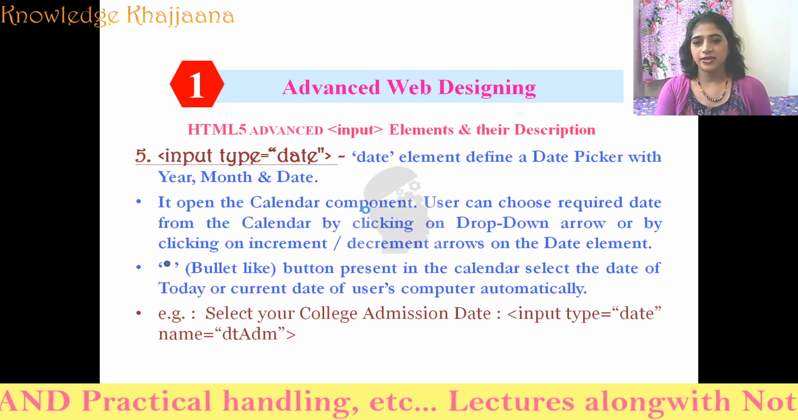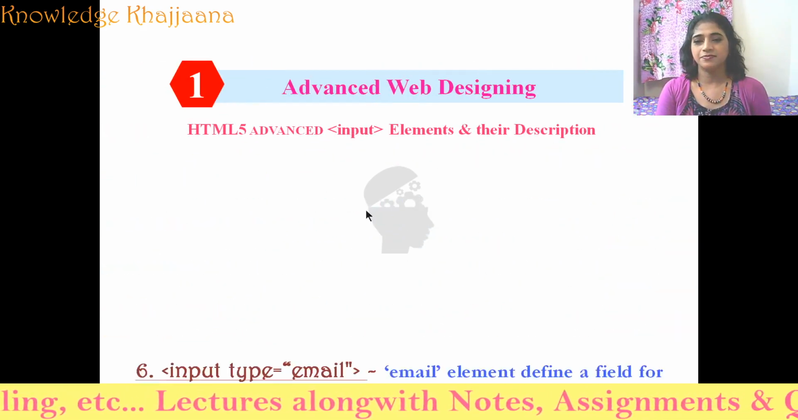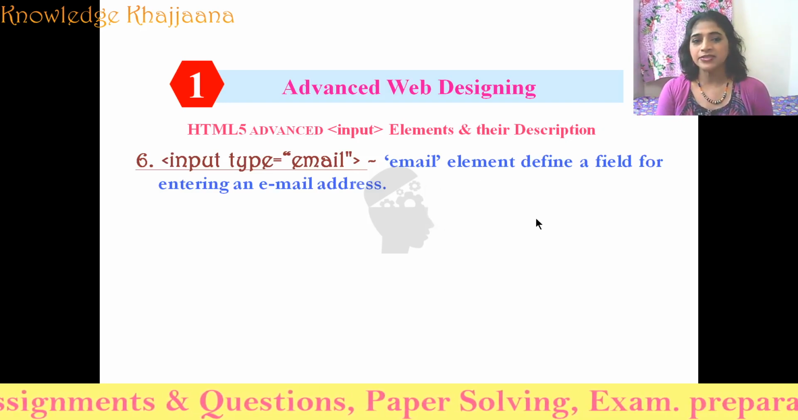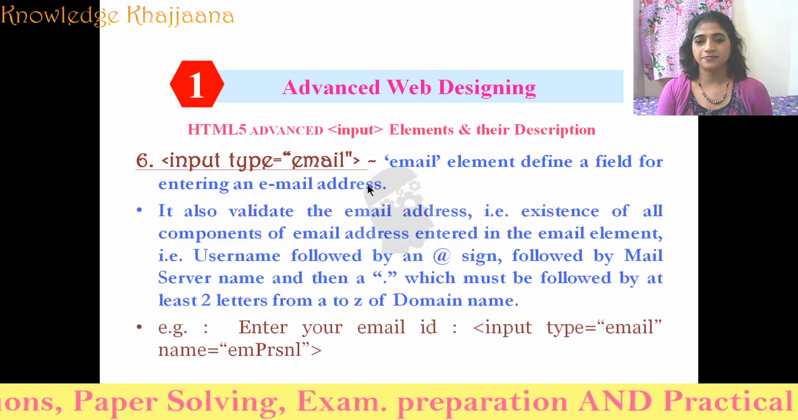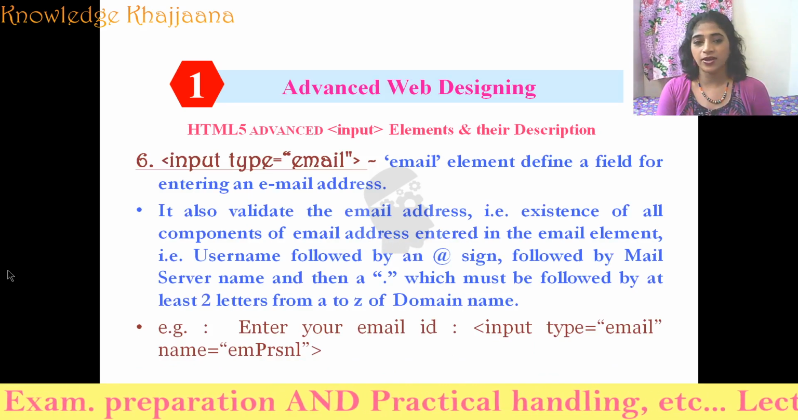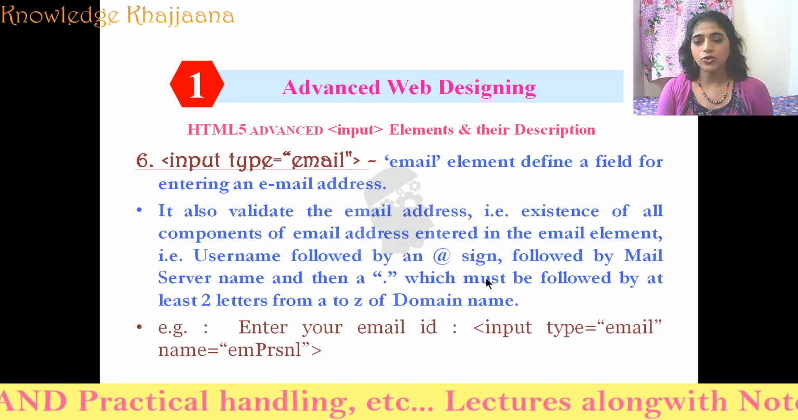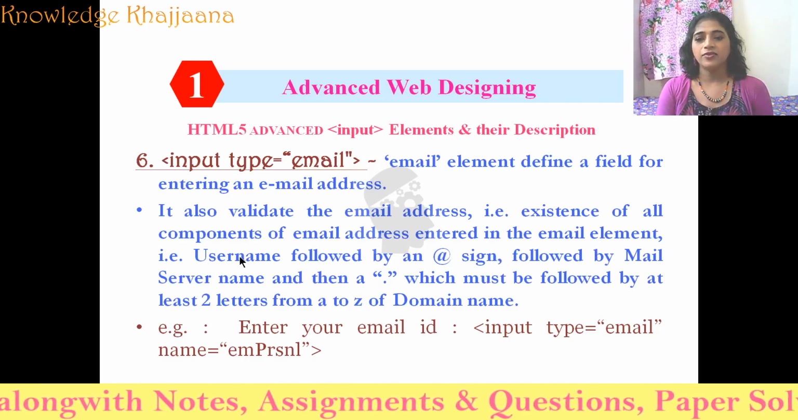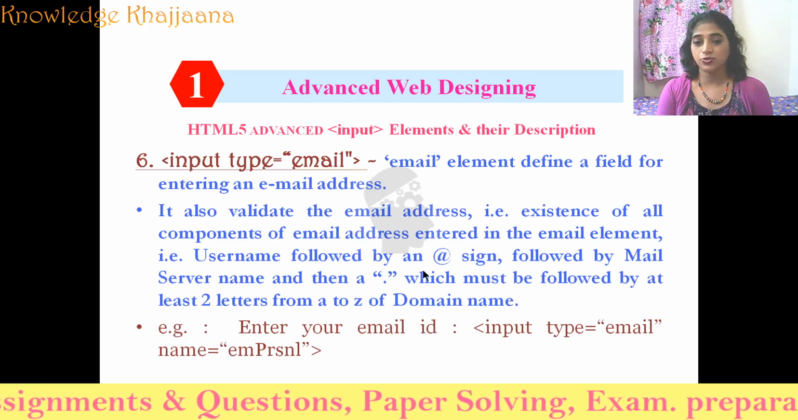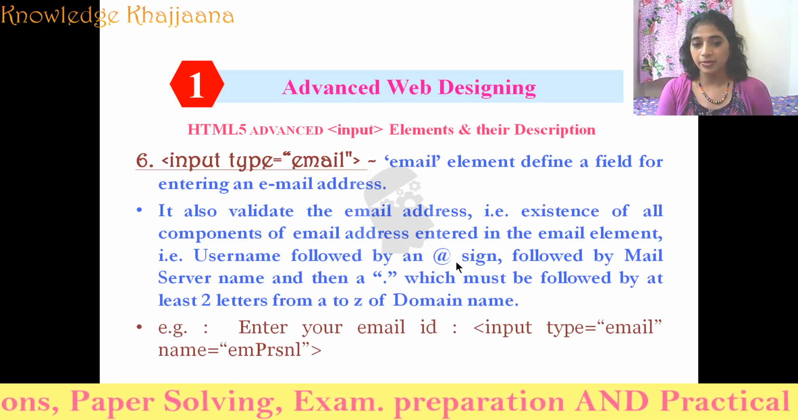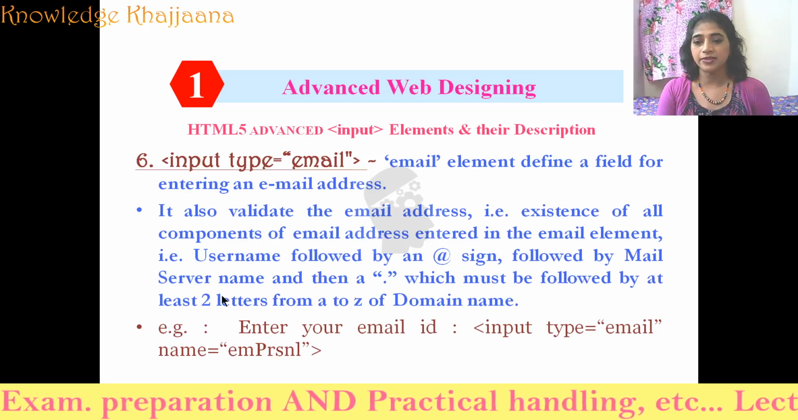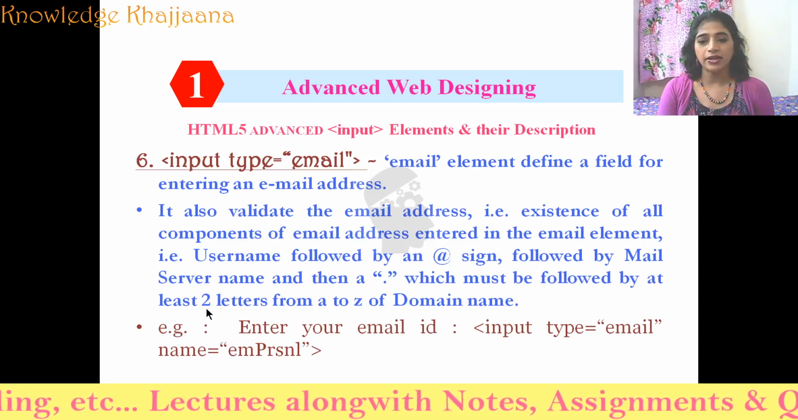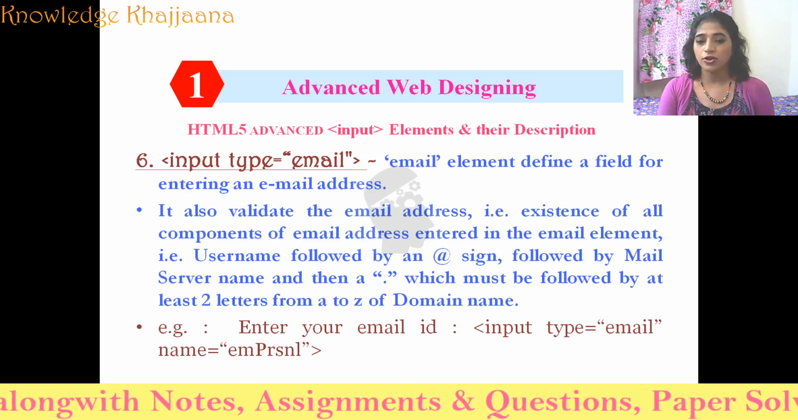Now the next element, input type is equal to email. This defines a field for entering an email address. Again it is validated. Why? An email address also has some components which must be entered in the email element. Which are the components? First of all, there is a username, then it is followed by the at sign, then followed by the mail server name, and then a dot. Again, that dot is also followed by at least 2 letters from A to Z of a domain name.